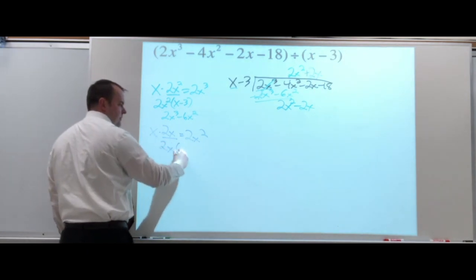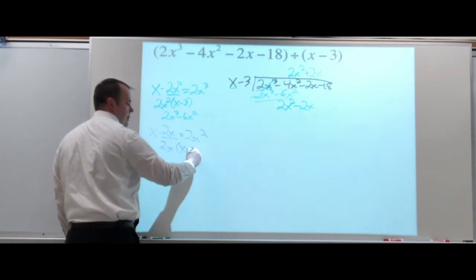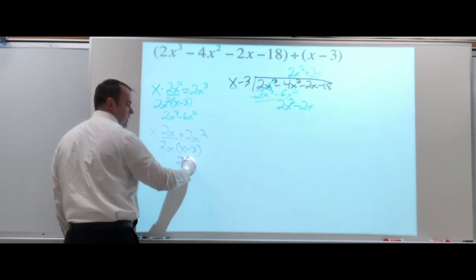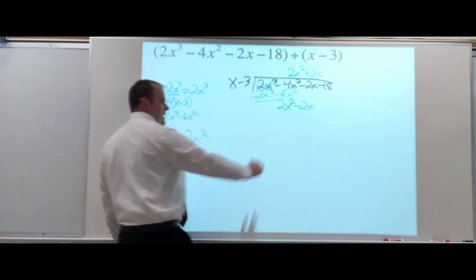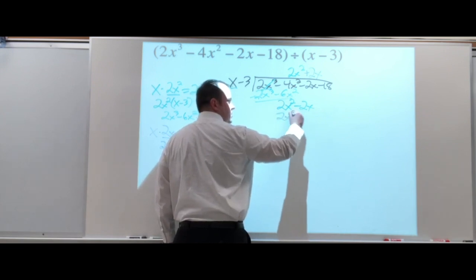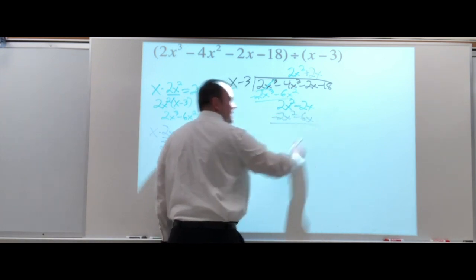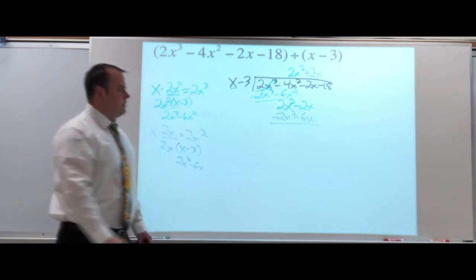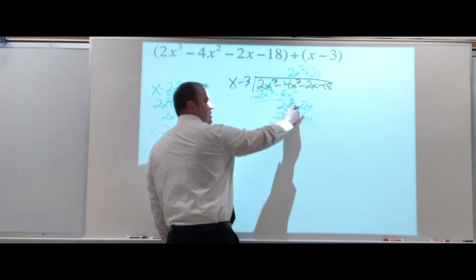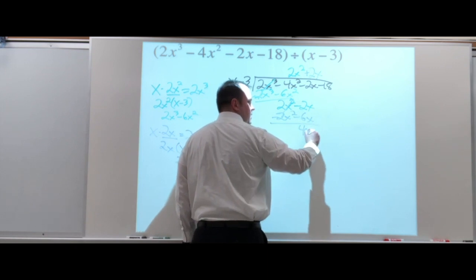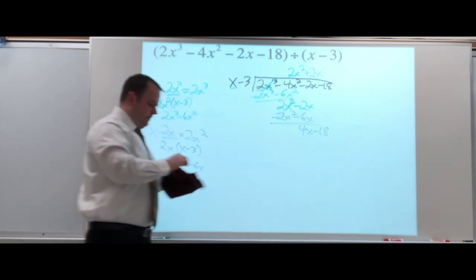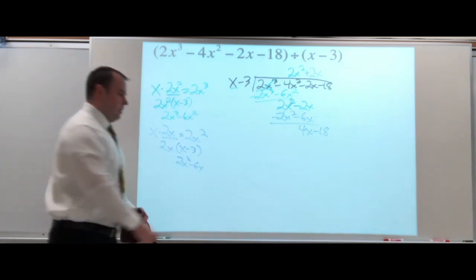Distributive property gives me 2x squared minus 6x. Okay, the first term should cancel out. The 2x squareds cancel out. 2x squared minus 6x gives me 4x. Bring down my 18. So again, now I have to do a third one.